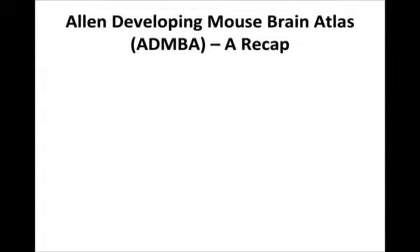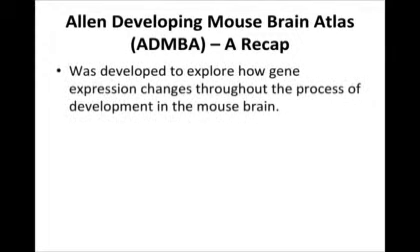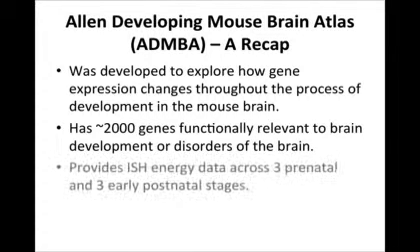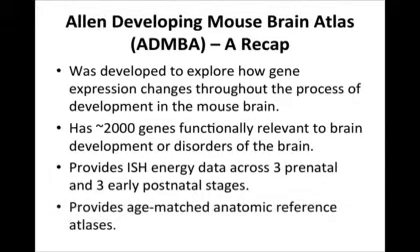Allen Developing Mouse Brain Atlas, a recap. It was developed to explore how gene expression changes throughout the process of development in the mouse brain. It has about 2,000 genes functionally relevant to brain development or disorders of the brain. It provides ISH energy data across 3 prenatal and 3 early postnatal stages, and provides age-matched anatomic reference atlases.